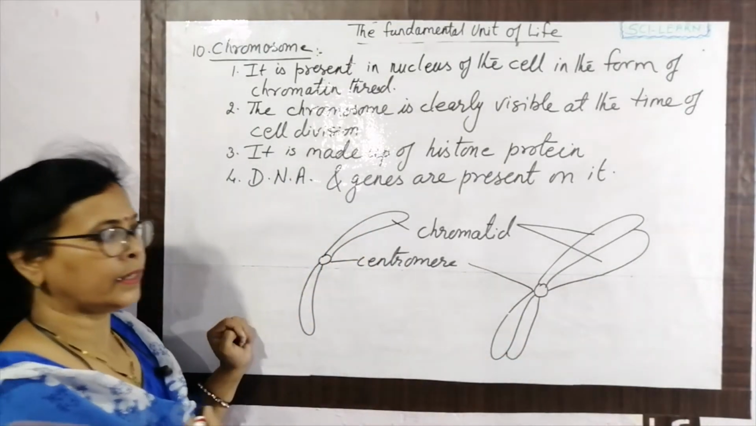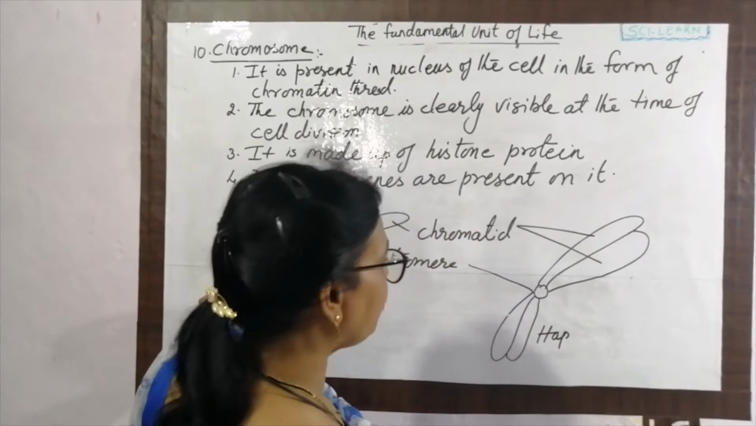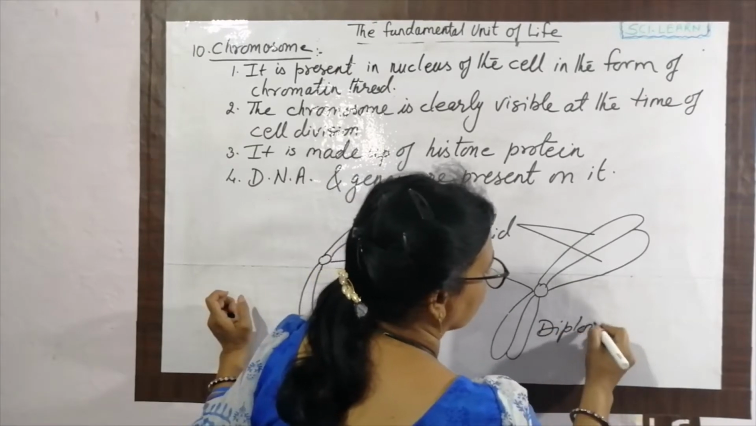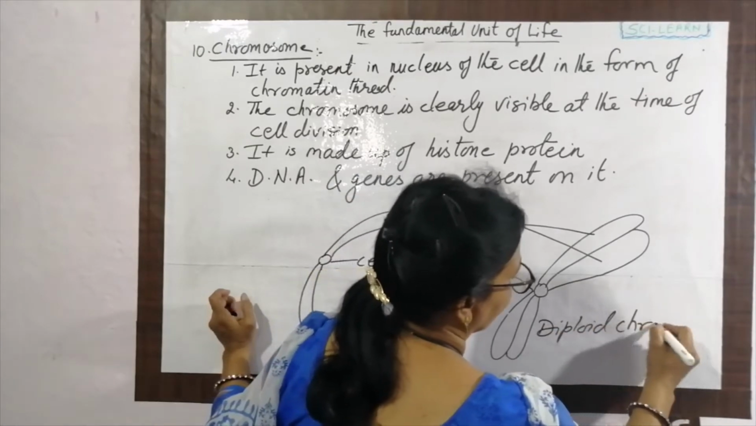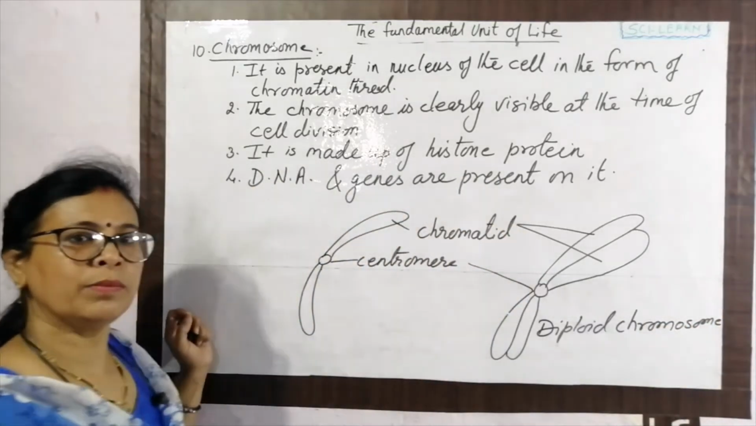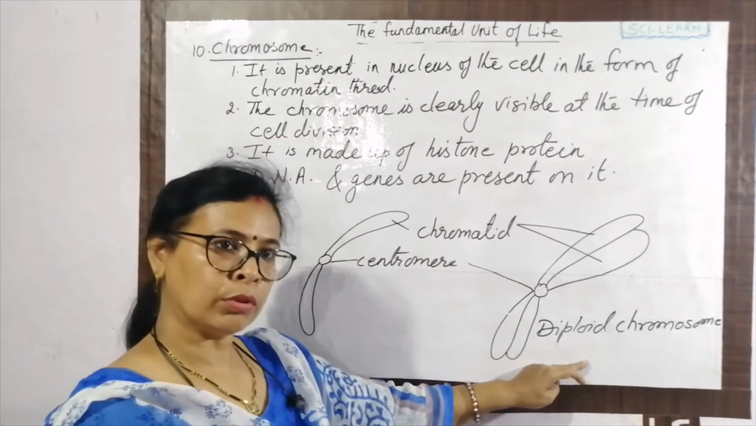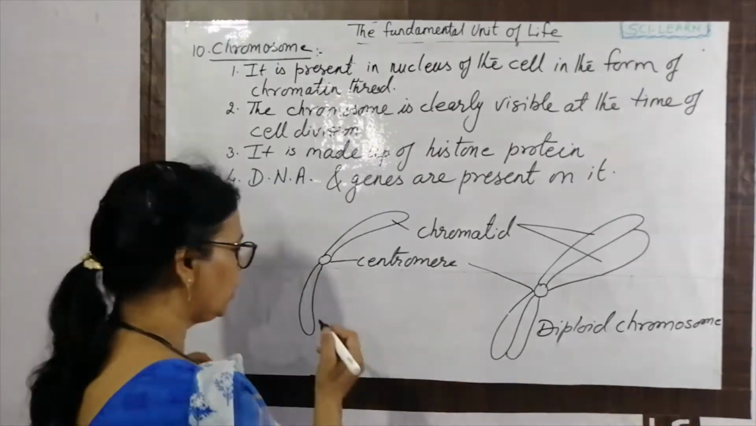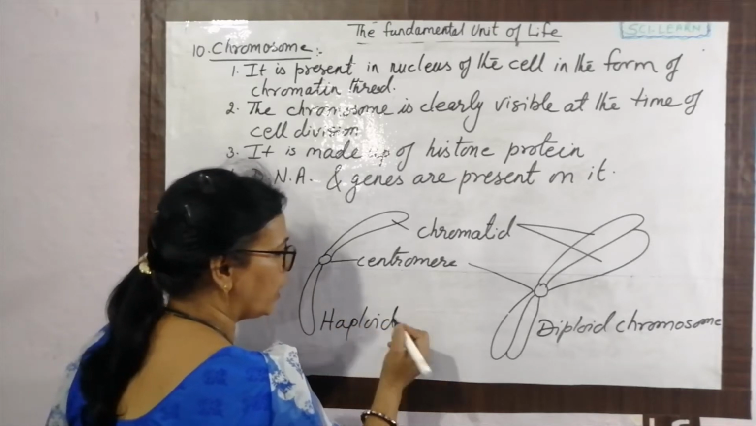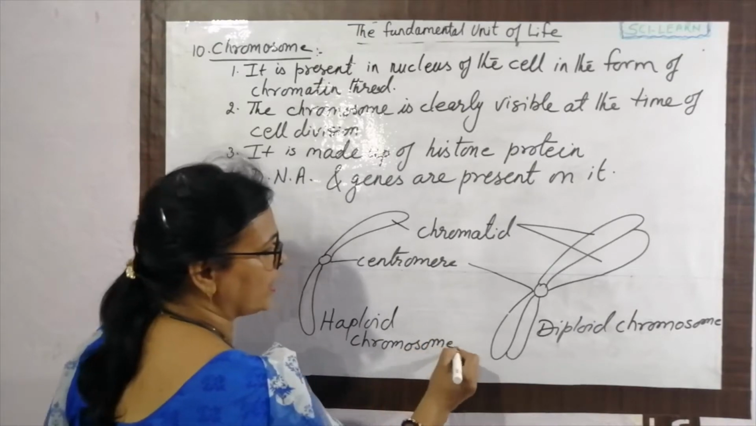When two chromatids are there, that is called the diploid chromosome. Di means two, and ploid means thread. Chromosome is actually a thread-like structure. So di-thread, two threads are there, that is called the diploid chromosome. Or a single chromatid or single thread is there, that is called haploid. Again, hap is one and ploid is thread. So two conditions are there.